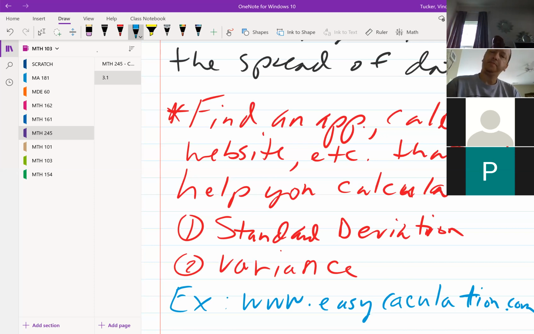You can always just Google standard deviation calculators, Google variance calculators. Normally, if you Google standard deviation calculator, it calculates the variance as well. Normally, they go hand in hand, because like I told you in the previous statement, your variance is just the standard deviation squared. So normally, when you find a standard deviation calculator, it also calculates your variance as well. But you want to find something that's reliable. You want to find something that you can depend on.